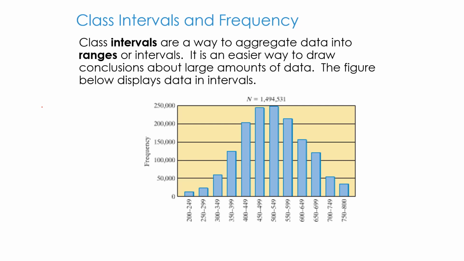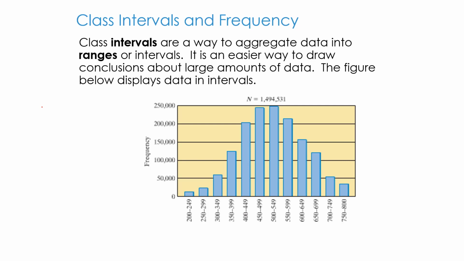So let's move on to class intervals and frequency. Class intervals are a way to aggregate data into ranges or intervals. It is an easier way to draw conclusions about large amounts of data. So the figure below displays the data in intervals, right? So rather than just using one bar for one score, we could use a bar for a range of scores, right? And so that's what's going on here.